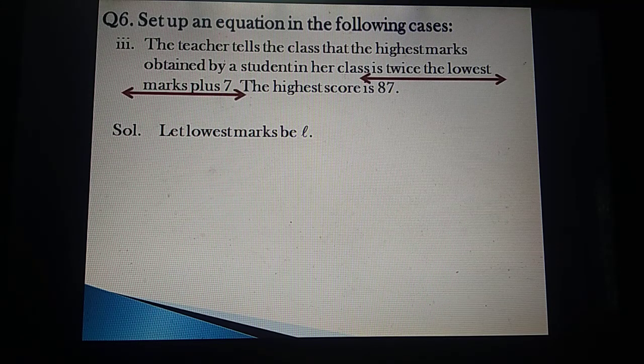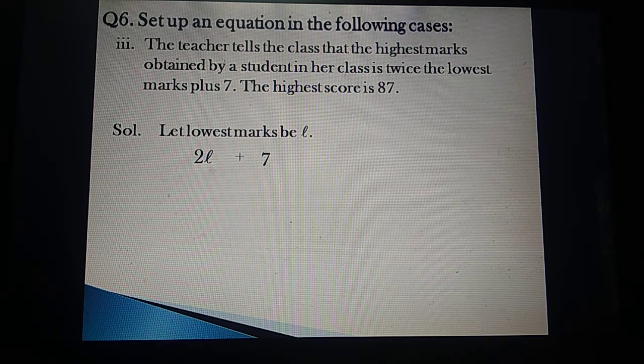Now, as per the condition, the highest marks is twice the lowest marks plus 7. Twice means 2L plus 7 as it is. This is the expression for the highest marks. But in the second statement, it's given the highest score is 87 in all. So, we can write equals to 87 here. This is your final equation.